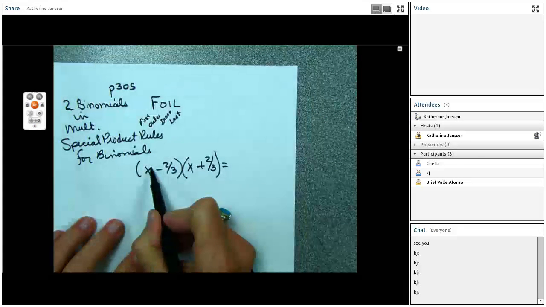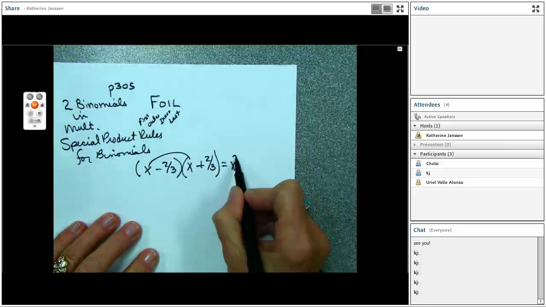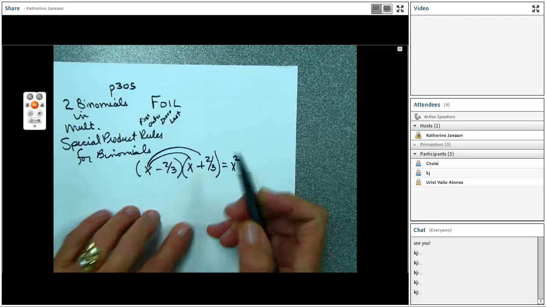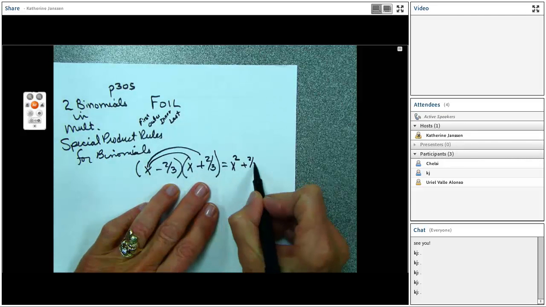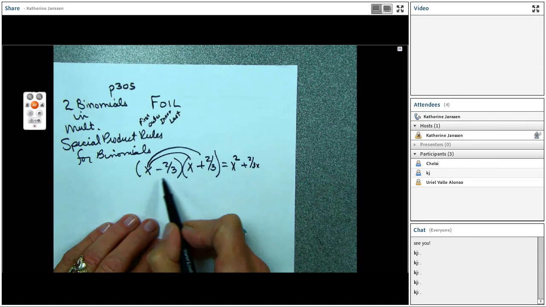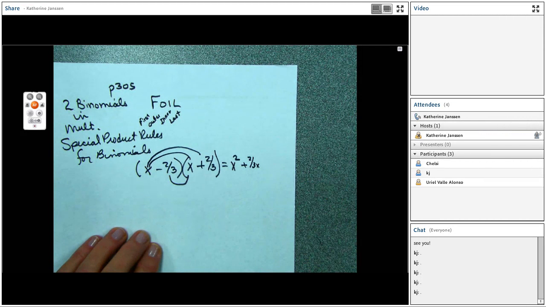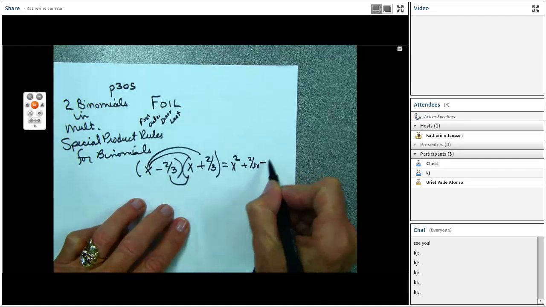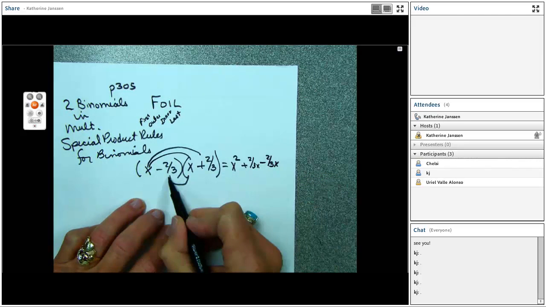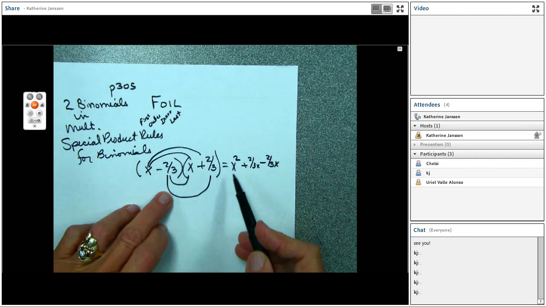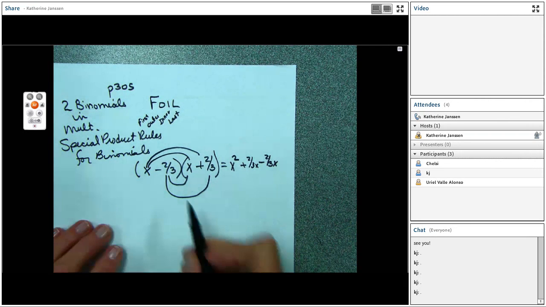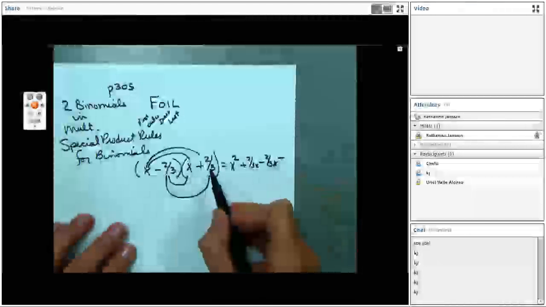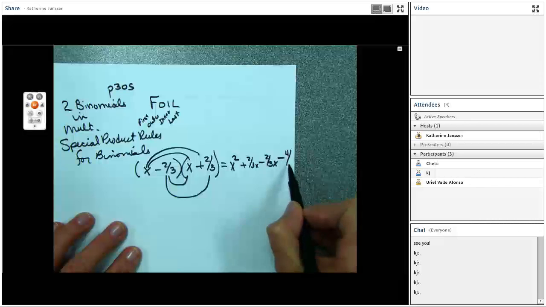So if I multiply the first terms, that's going to be x squared. Multiply the outer terms, that's all the way across out, plus 2/3 x. Your inner terms are those closest together in a binomial times a binomial. That's a negative 2/3 times x. And my last terms are those very last terms of each binomial. And I have a negative times a positive for a negative, and 2/3 times 2/3 would be 4/9.